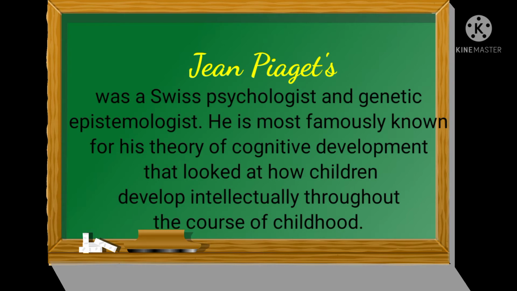Jean Piaget was a Swiss psychologist and genetic epistemologist. He is most famously known for his theory of cognitive development that looked at how children develop intellectually throughout the course of childhood.